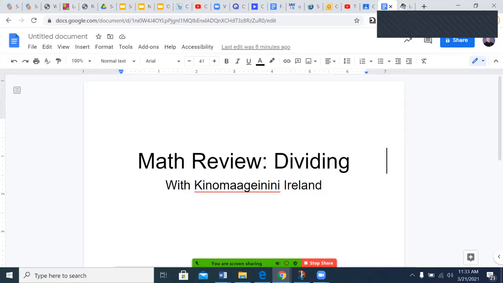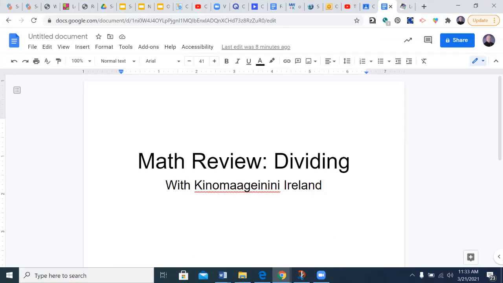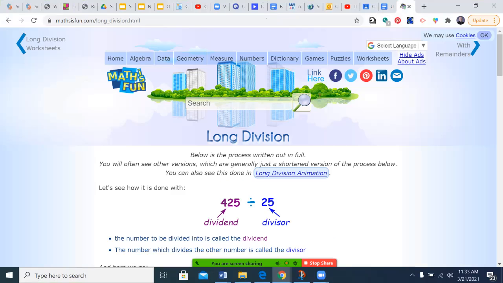Today's presentation, dividing. We'll begin at mathisfun.com with its review of long division. The goal of this, I'll be showing this to you in another way so that we can master those division skills. Part of this will require us to continue to perfect our multiplication skills.